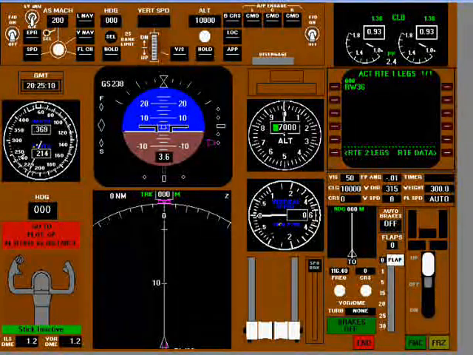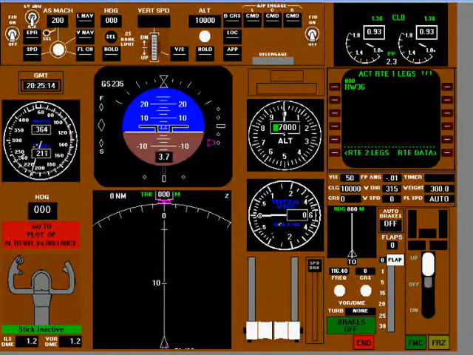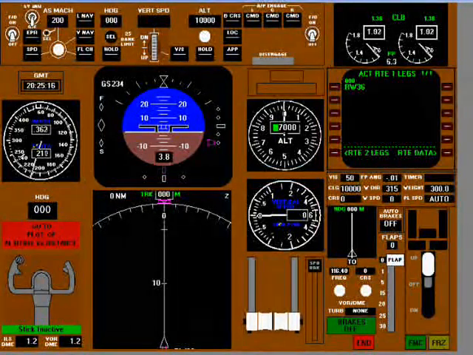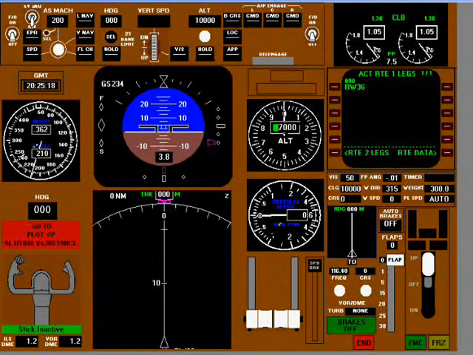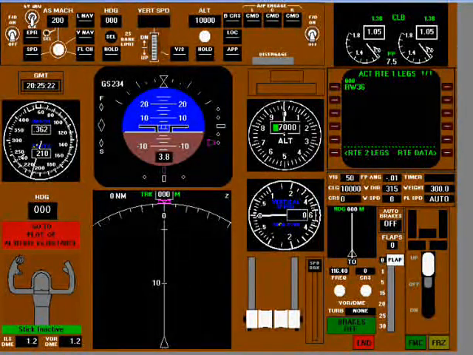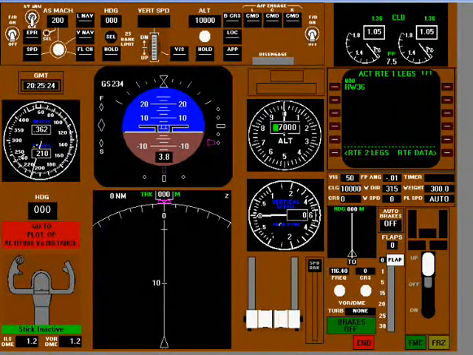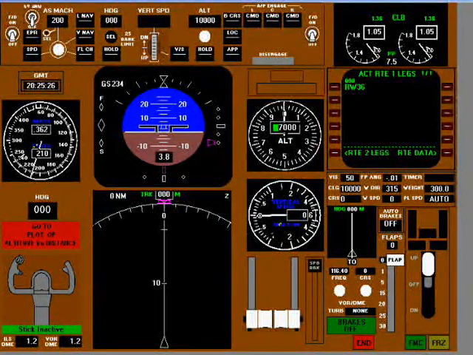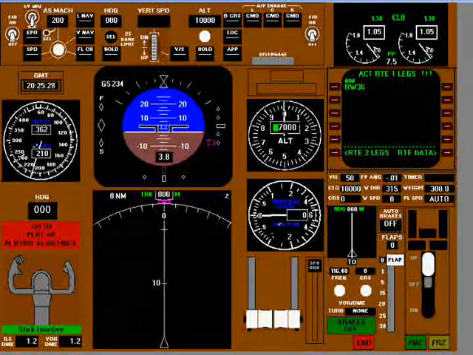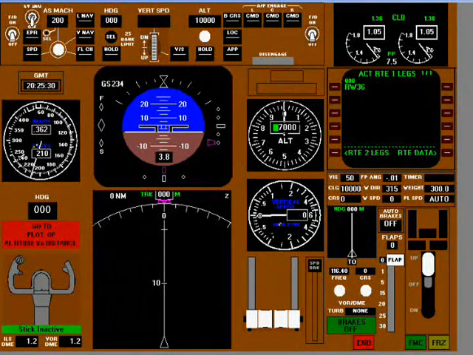And as we approach a target airspeed of 210 knots, the power setting will be increased to the value necessary to maintain that speed. The altitude remains at 7,000 feet and the airspeed at 210 knots.